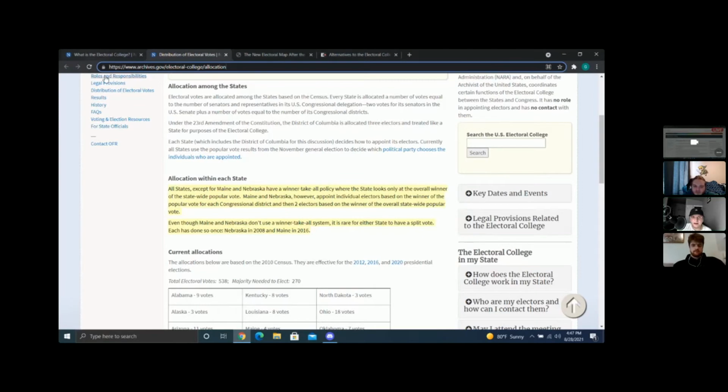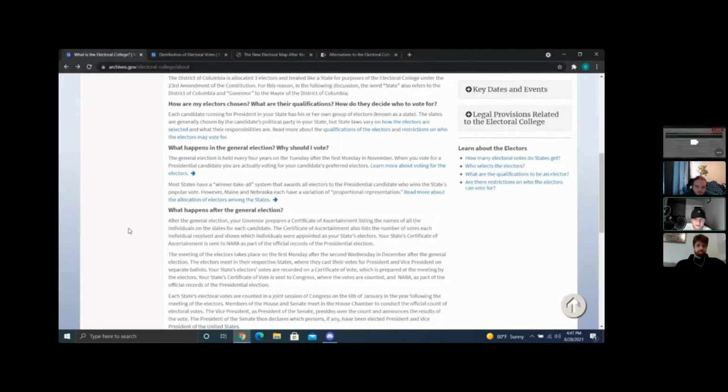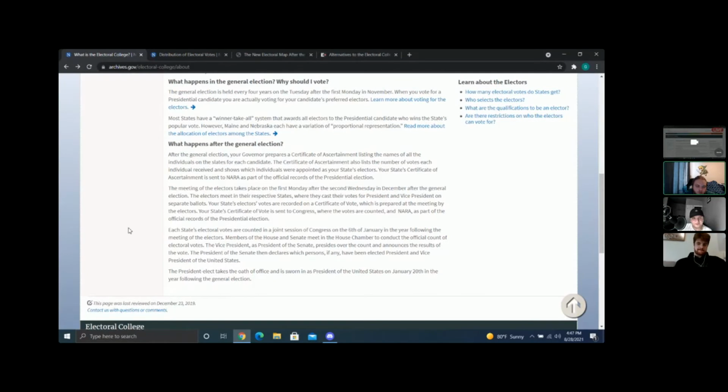Yeah. And so those 2 states have a different way of going about it. Fun fact, which is interesting: Nebraska is also the only state with a unicameral state legislature. Yeah, they don't have a state senate. They just have the state legislature. Wow, I didn't know that. Fun fact. Damn, Nebraska.